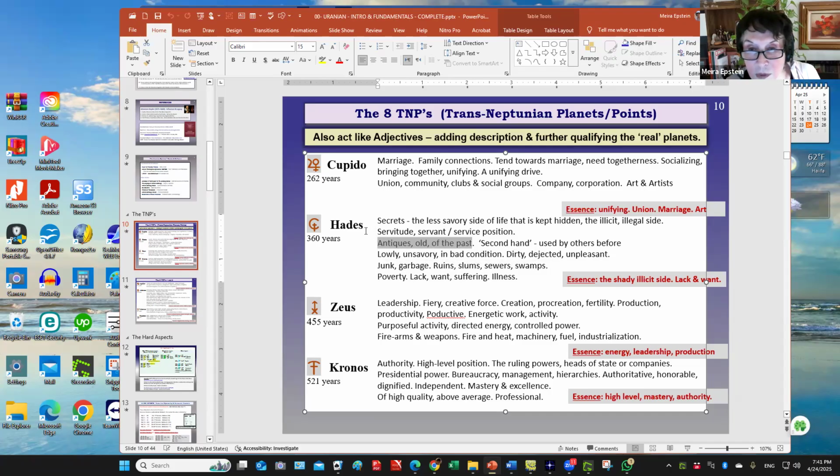And so when I look at Hades in a chart, I pay a lot of attention when Hades makes an aspect with personal points because of all these things. It always tells the story. Now the essence I wrote: the shady illicit side, lack and want, not stuff that you want in life.